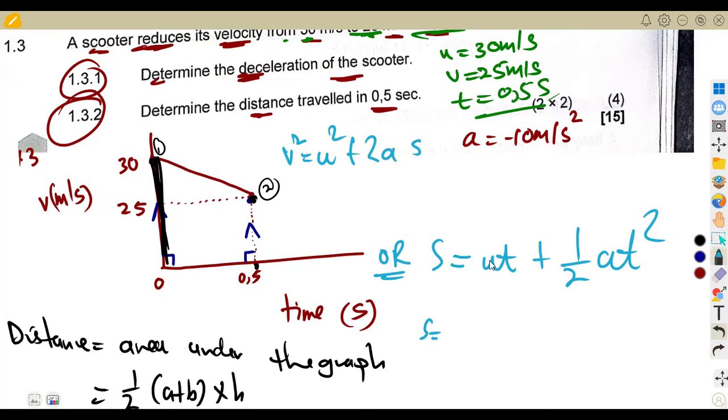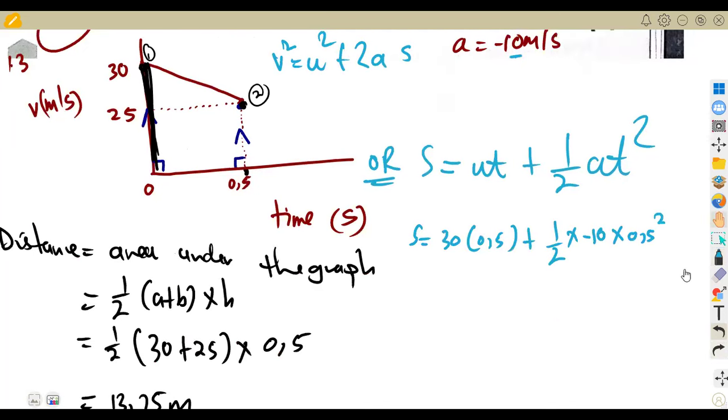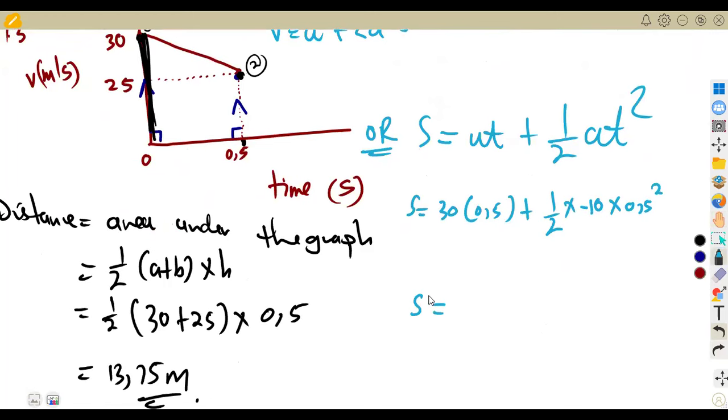Gonna try this one first. So S is equal to UT, where U is our initial velocity, which is 30. So that's 30 times the time, 0.5 seconds, plus half of A. A is the acceleration, remember we got negative 10. So it's negative 10 times t squared, our time, which is 0.5 squared. So we obtain S, and our S is going to be 13.75 meters.